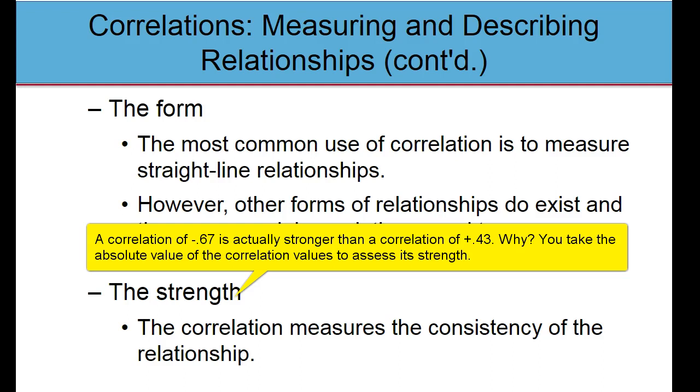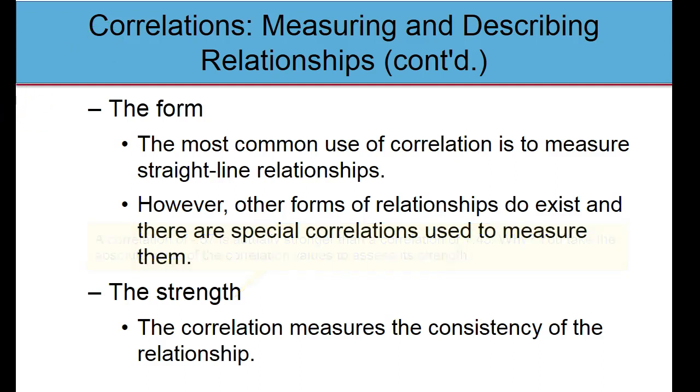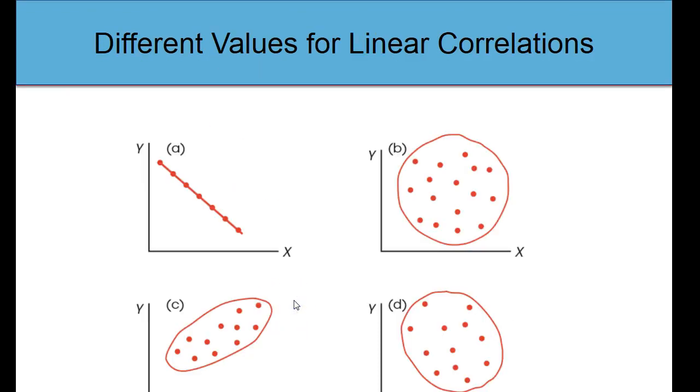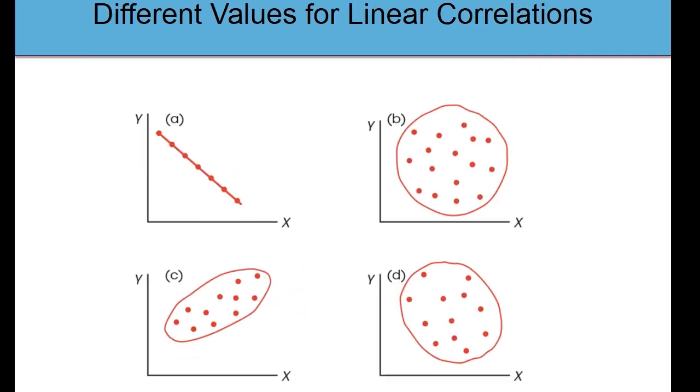Well, you have to take the absolute value of negative 0.67, and you get 0.67, so that would be the stronger of the two. So anyway, the strength: the correlation measures the consistency of the relationship. And here are some examples.